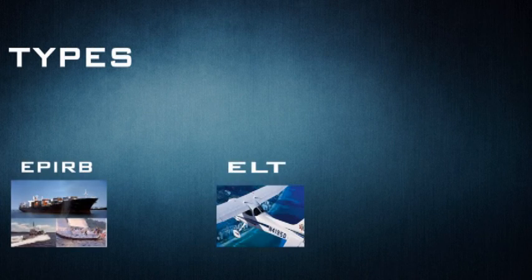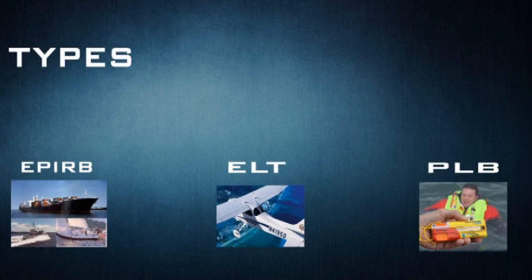Types of radio beacon include emergency position indicator beacon, emergency locator transmitter, and personal locator beacon. Marine ships use EPIRB, aircraft use ELT, and PLB is used by people taking part in land activities such as hiking.